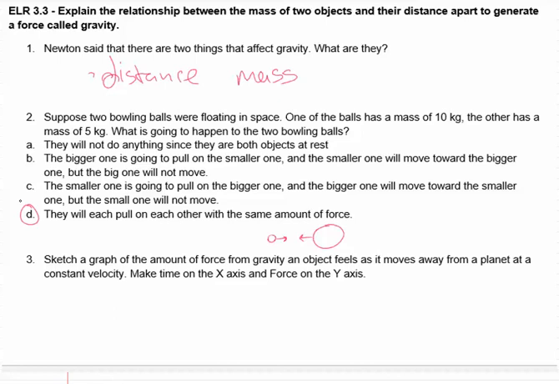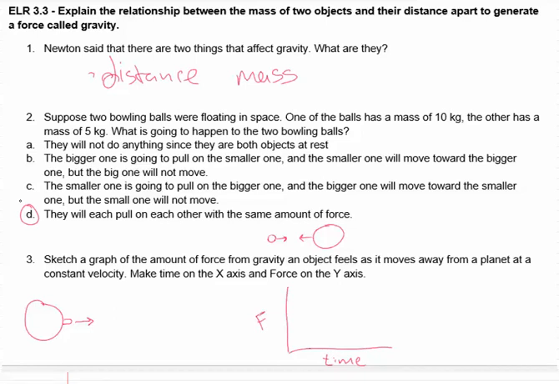Number 3. Sketch a graph for the amount of force from gravity on an object as it moves away from a planet. So I want you to imagine that you've got some planet, and maybe there's a little spaceship on the planet, and it's going to take off and head off that way. And as it travels away from the planet, we're going to make a graph for how much force it's feeling as it moves away. So to make this graph, it says in the instructions that on the x-axis we're going to say time, and on the y-axis, we're going to say force. We're not actually putting any numbers on this. We're just going to draw a sketch.